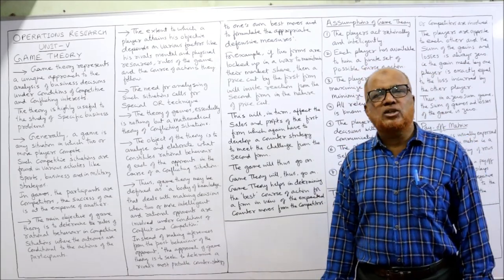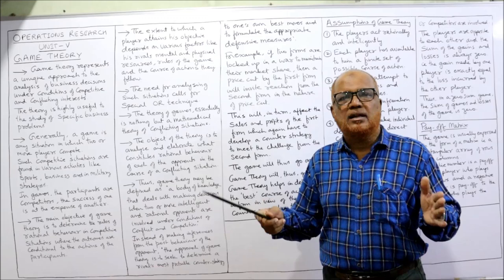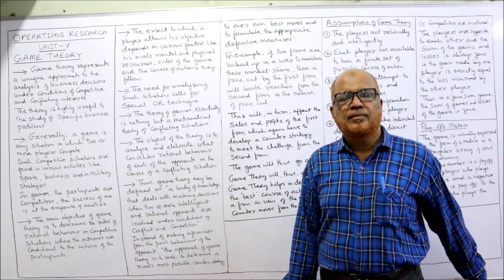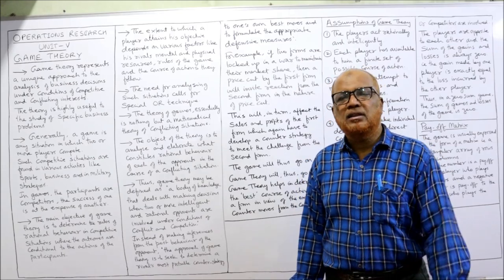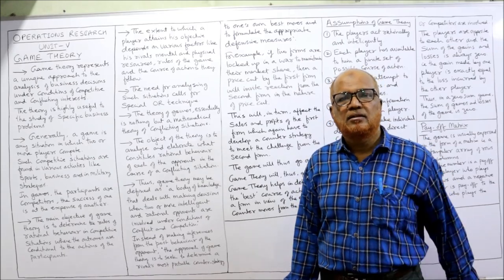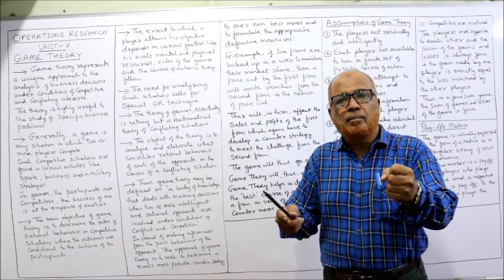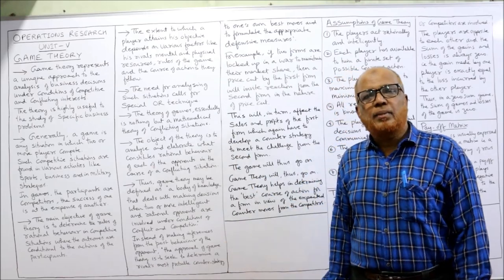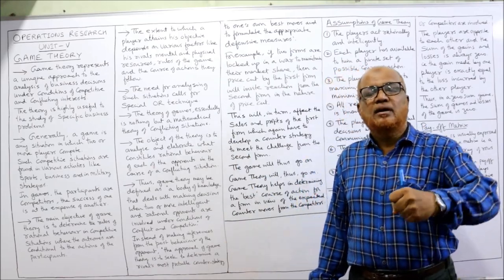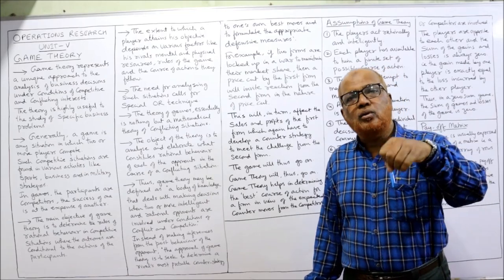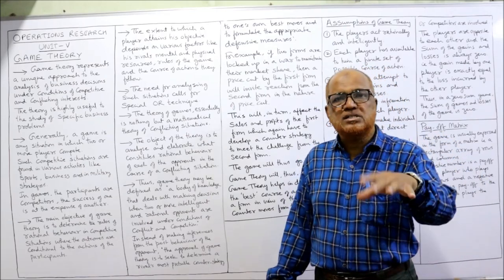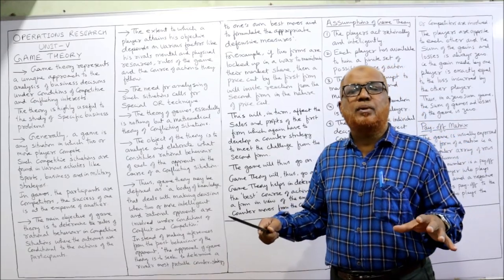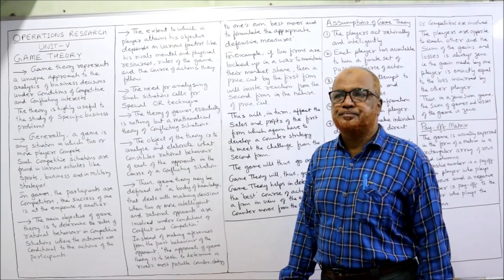Just like in a football match, two teams are there, A team and B team. When A team makes an offense, definitely the B team will not make the offense. They will make defense. So one makes the offense, the other makes the defense. Similarly, one company will take an action, and the other company will make a counter strategy. In that case, what should be the appropriate strategy for the first firm?